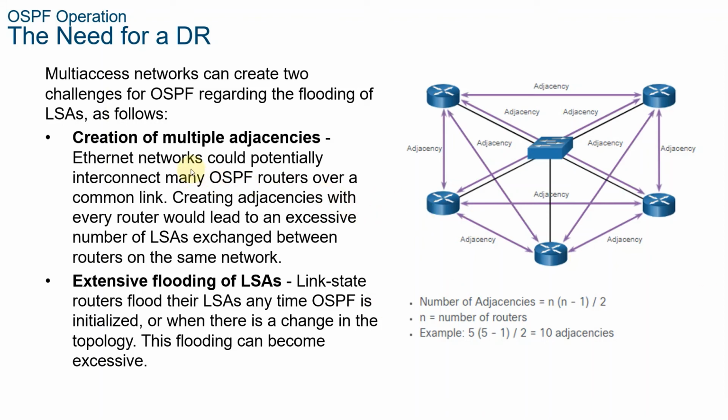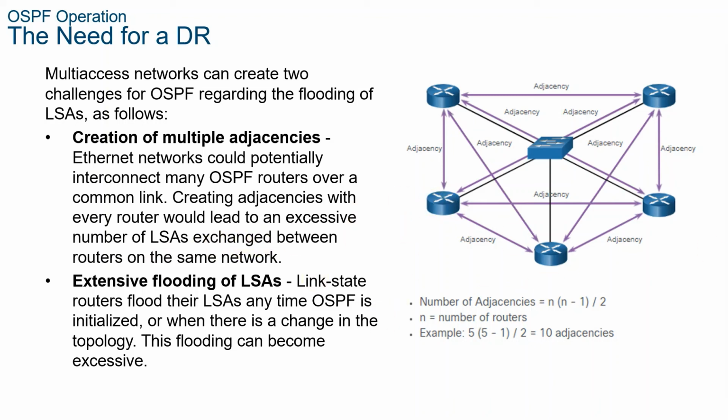Ethernet networks could potentially interconnect many OSPF routers over a common link, like shown in the diagram here. Now, creating adjacencies with every router is unnecessary and undesirable. It would lead to an excessive number of LSAs exchanged between the routers on the same network. Next would be an extensive flooding of LSAs. Link state routers flood their LSAs anytime OSPF is initialized, or when there is a change in the topology. We call it topological changes. This flooding can become excessive.